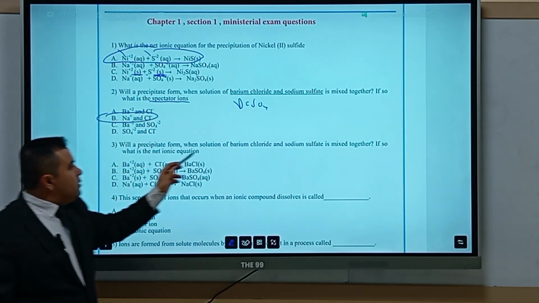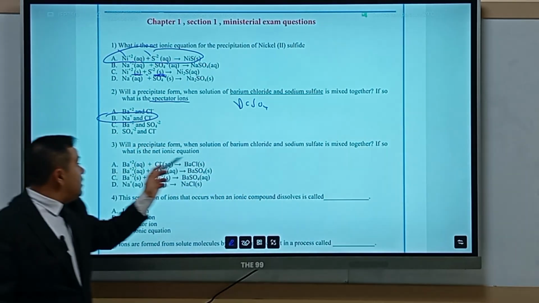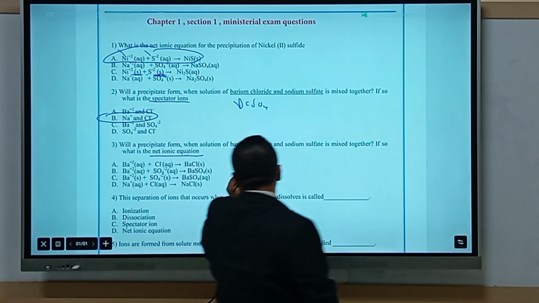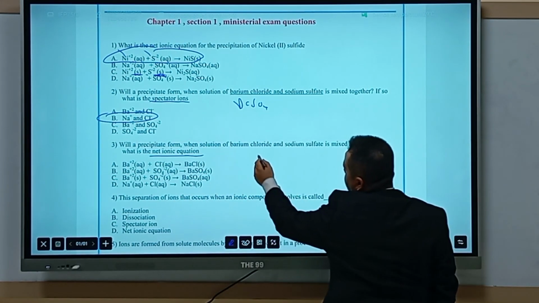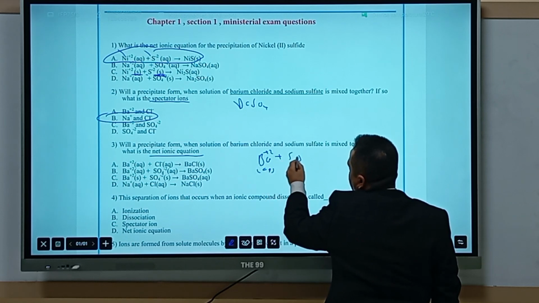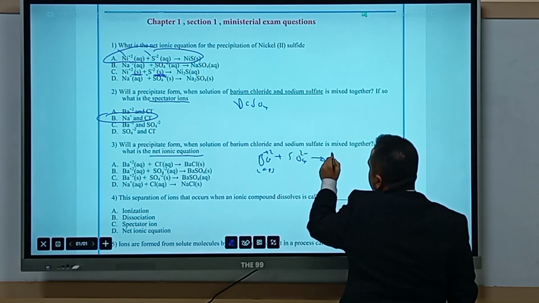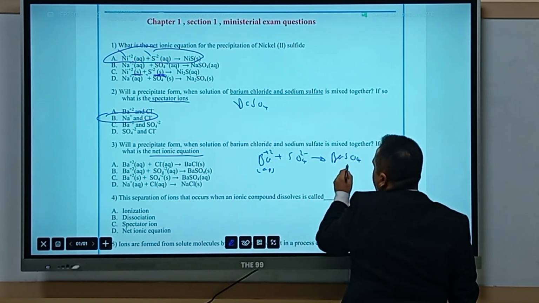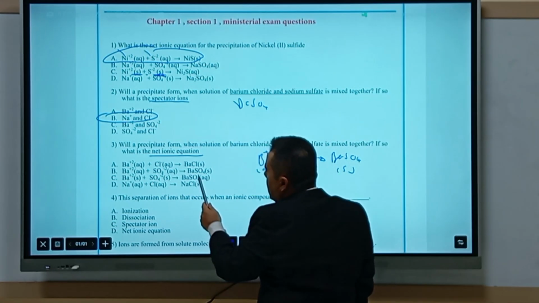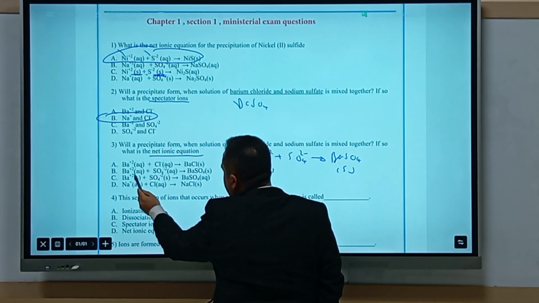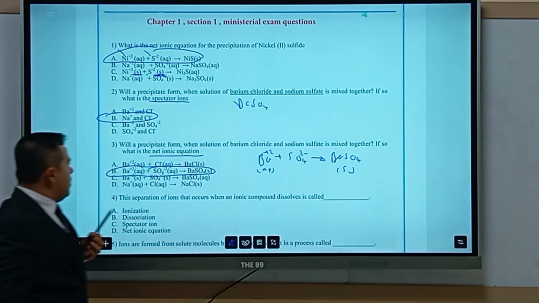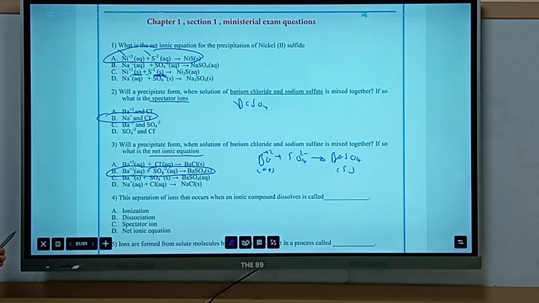The solutions of barium chloride and sodium sulfate are mixed together. If so, what is the net ionic equation? Here we have barium chloride and sodium sulfate. You'll get Ba2+ plus SO4 2- to form BaSO4, insoluble. This is the correct answer. So the second one, B, is the correct answer for the above question.